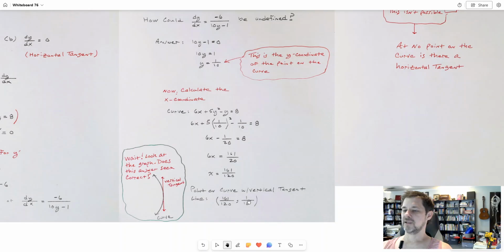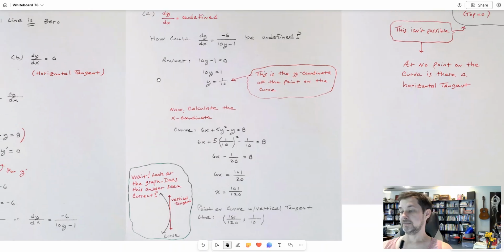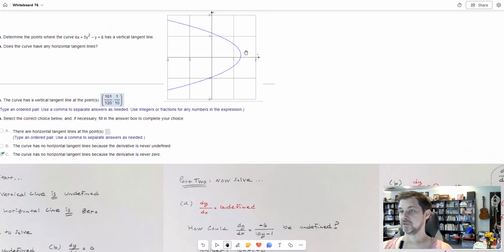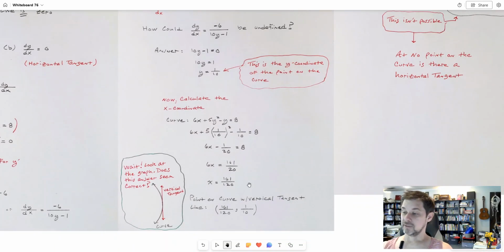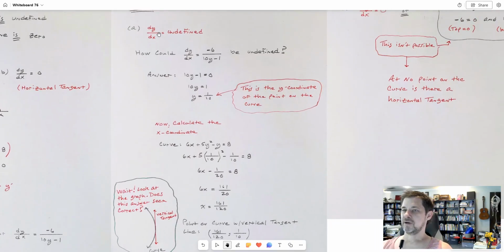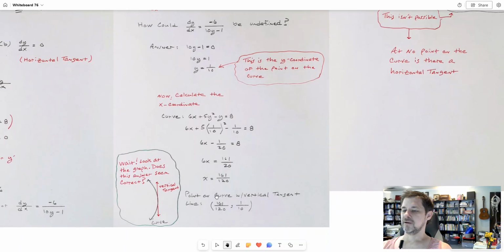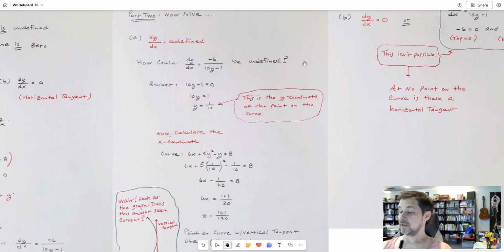What if I solved this and I got negative numbers? I don't think that'd be right, because it just doesn't look like that point has a negative x or a negative y. So then I might think I must have done something wrong, and I go back and look at my work. Okay, so that's part A. That's the point right here where the tangent line is vertical.